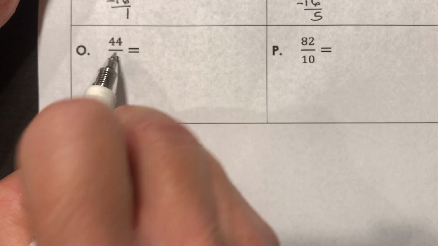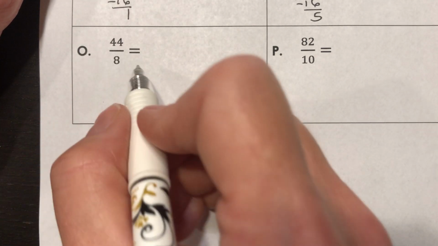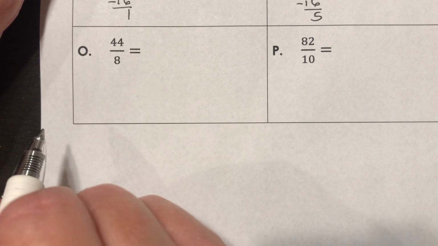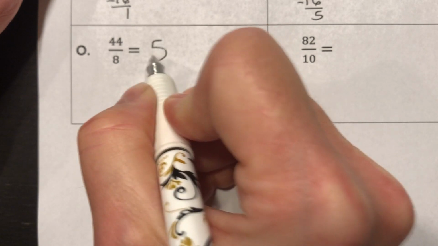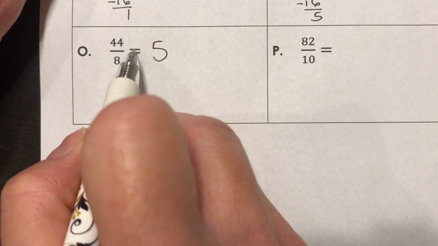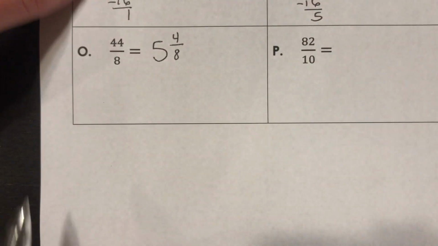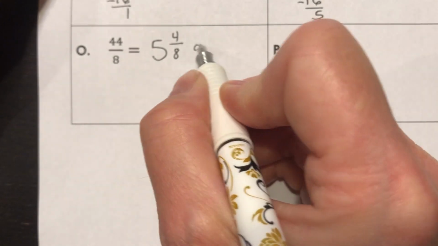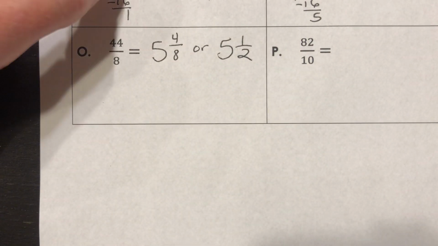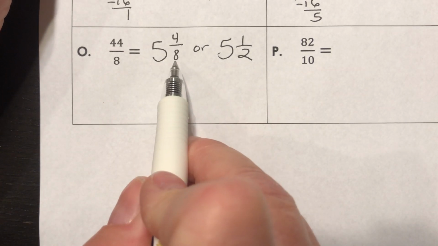All right. 44/8. So 8 times what gets me closest to 40? Well, I know that 8 times 5 is 40, right? And 8 times 6 is 48, so that's going to be too big. So I can fit 5 8/8 into 44. 8 times 5 is 40. There's 4 left. That's my numerator, and my denominator doesn't change. So 5 4/8, or at this point, I'm guessing you could say 5 1/2, right? Because 4/8 is the same as a half. I know that because 4 plus 4 is 8.